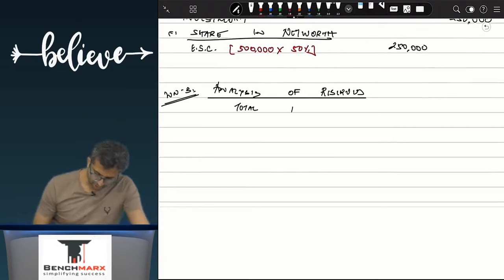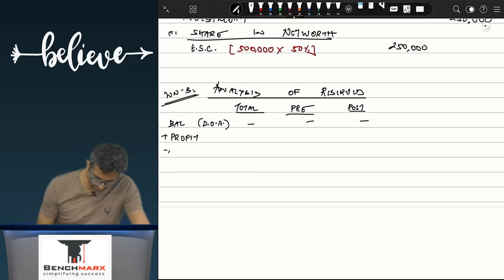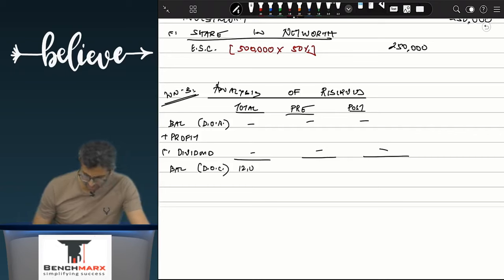So if you go to see, this is total pre and post, this is balance. I'm writing this in short, on the date of acquisition. Can I say on the date of acquisition there is no balance? Plus profits if any, less dividends if declared, if any, there is no dividends as well. And hence, the balance today, we call this DOC, date of consolidation. How much is the balance today? 12 lakhs, which means this entire 12 lakhs is post.